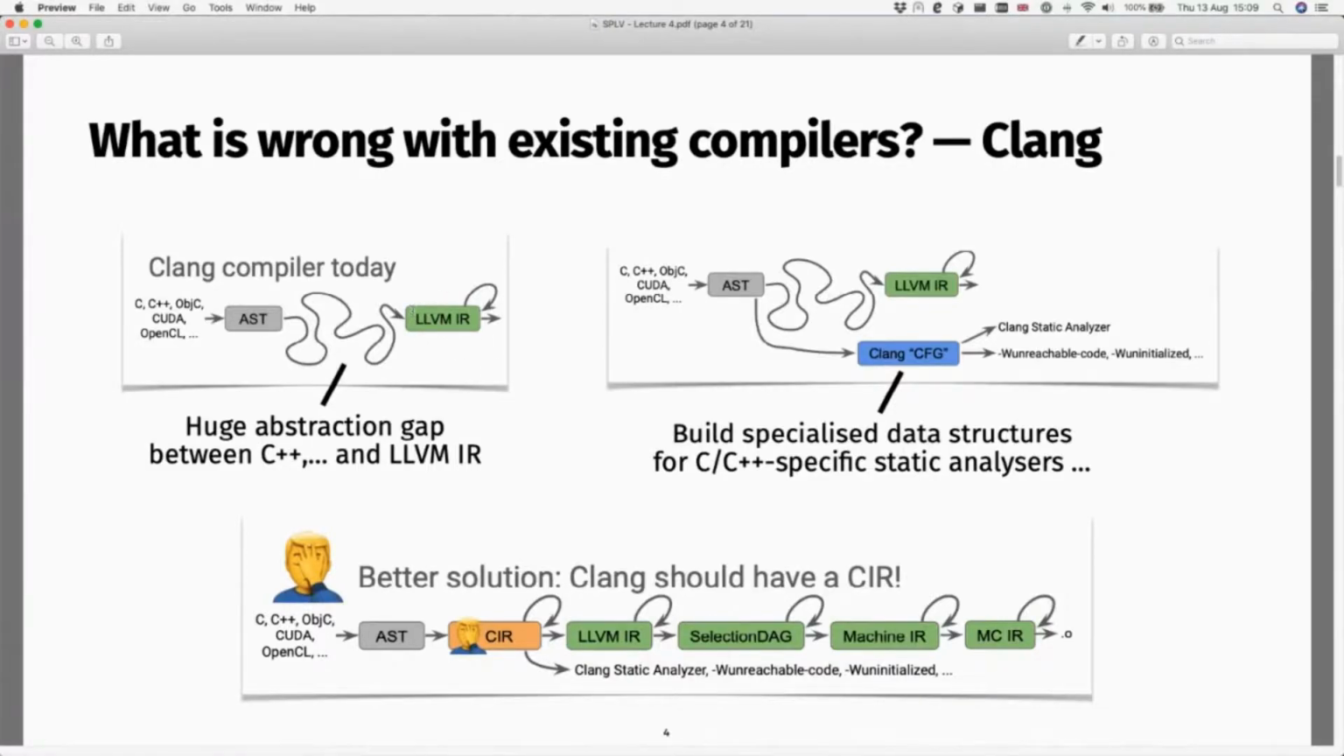And we also talked a little bit about, or showed in this course, that if you take a C++ program, for example, here, the Clang compiler turns this into an abstract syntax tree, which is fairly close to what the source program actually looks like. And then there's a huge gap to lower this down to the low-level LLVM IR we looked at yesterday, right? Where suddenly there's only branches flying around and all higher-level control flow structures are gone, right?